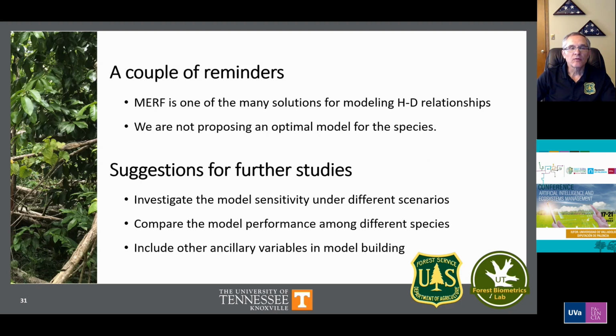And then I have a couple of reminders from my colleague Sheng-Yi: mixed effect random forest is one of the many solutions for modeling height to diameter relationships. We aren't proposing an optimal model for species yet. For future study, we are considering investigating the model's sensitivity under different scenarios, comparing the model performance among different species, and trying to include different ancillary variables in the model building.